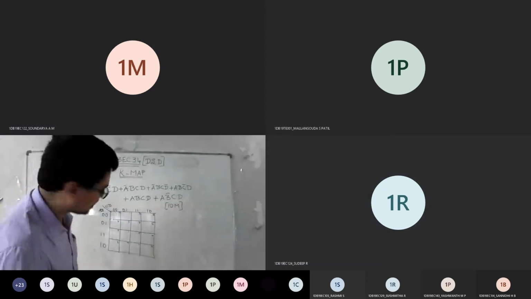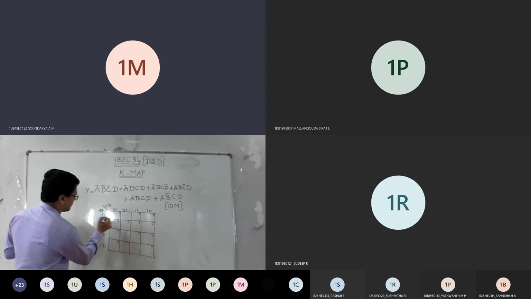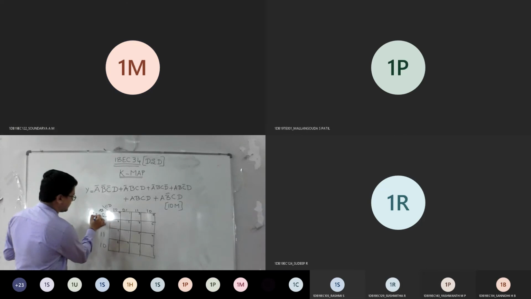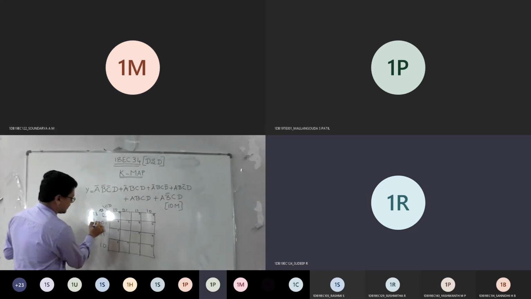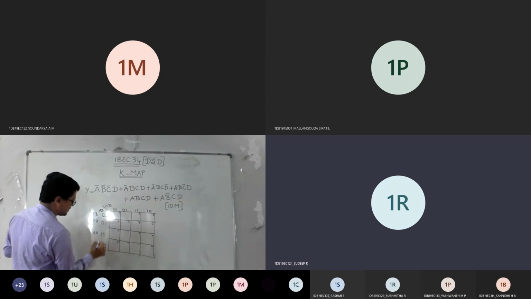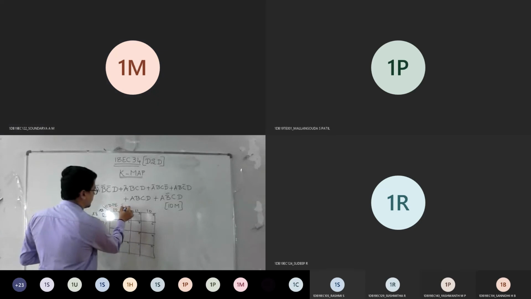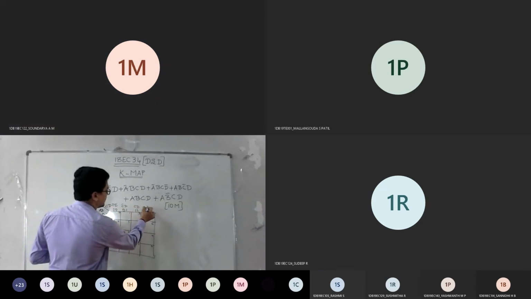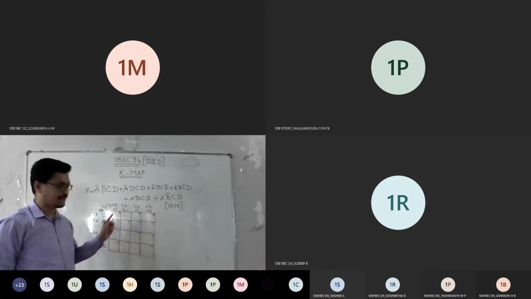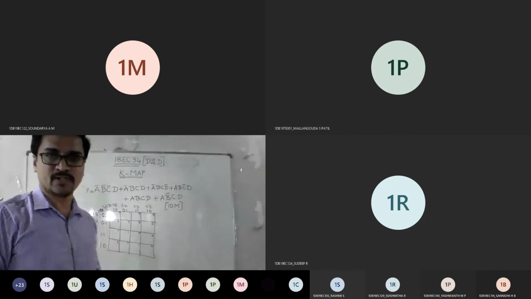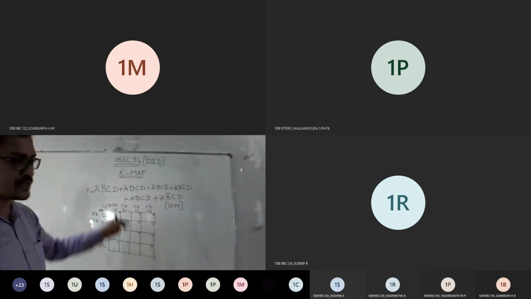Wherever the cell number has 1, for your reference you can write A bar B bar, A bar B, A B, then A B bar. Similarly here: C bar D bar, C bar D, C D, then C D bar. So this is for your reference. Once you know how to solve this, you can fill it in directly.